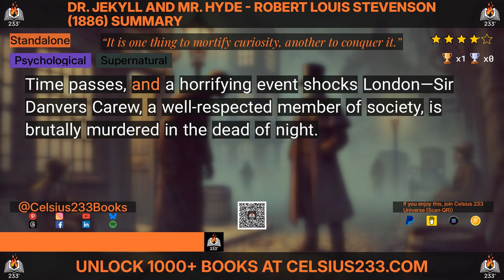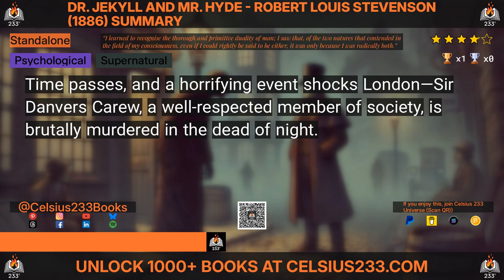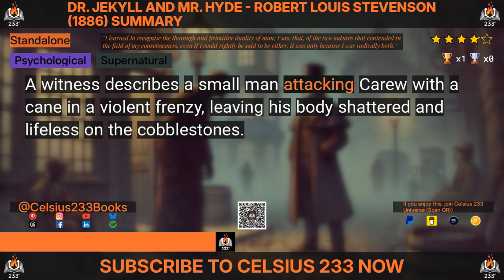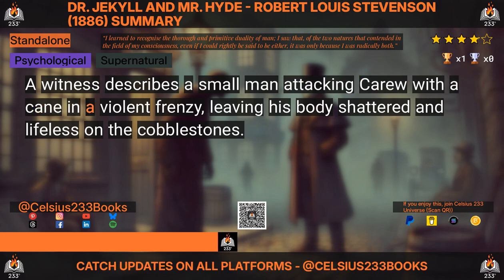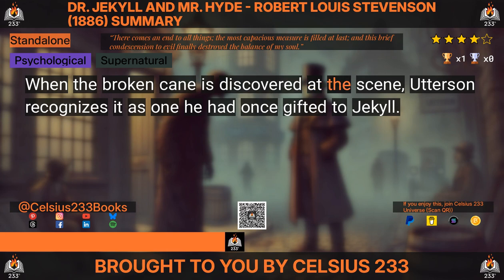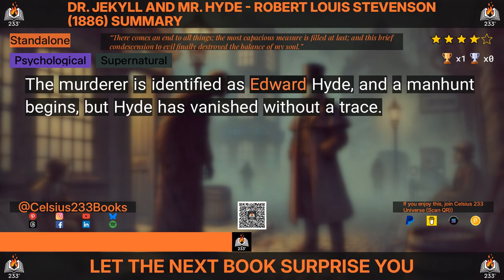Time passes, and a horrifying event shocks London. Sir Danvers Carew, a well-respected member of society, is brutally murdered in the dead of night. A witness describes a small man attacking Carew with a cane in a violent frenzy, leaving his body shattered and lifeless on the cobblestones. When the broken cane is discovered at the scene, Utterson recognizes it as one he had once gifted to Jekyll.